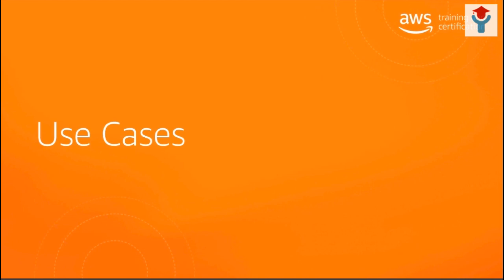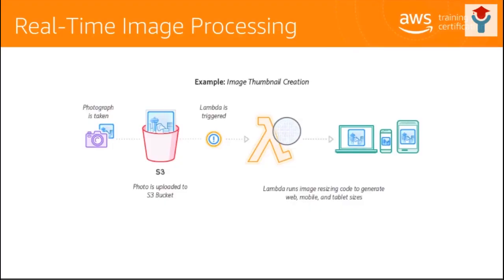With AWS Lambda, we can run code for virtually any application or back-end service. AWS Lambda use cases include automated backups, processing objects uploaded to S3, event-driven log analysis, event-driven transformations, Internet of Things, operating serverless websites. Let's explore a real-time image processing use case.